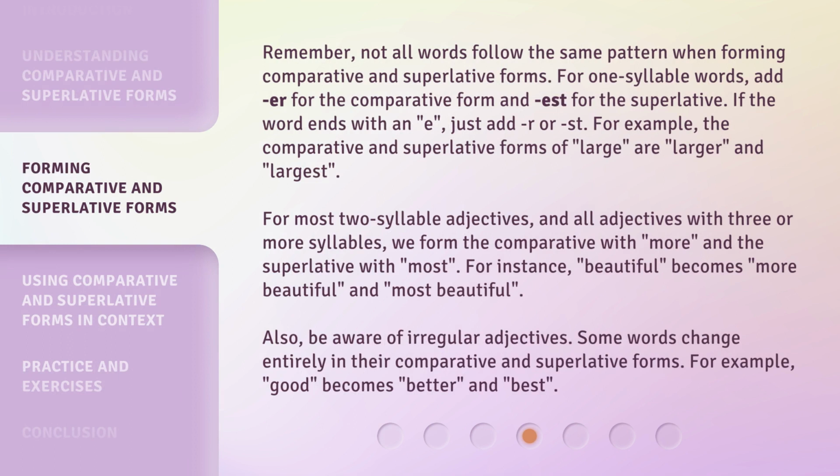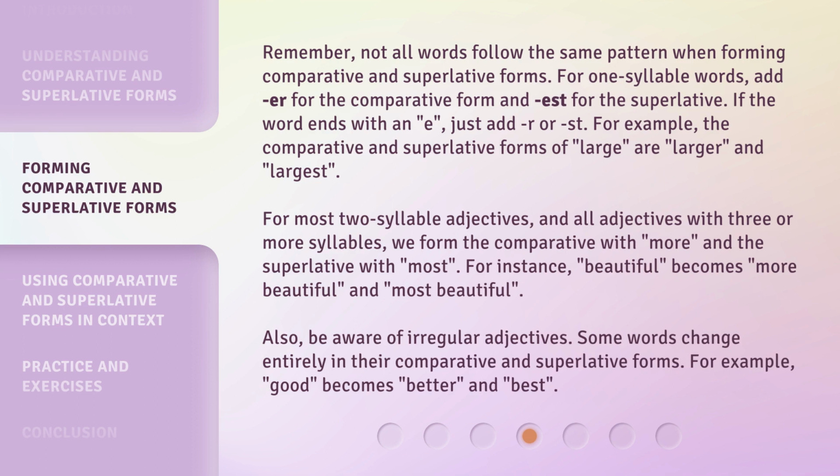Remember, not all words follow the same pattern when forming comparative and superlative forms. For one-syllable words, add er for the comparative form and est for the superlative. If the word ends with an e, just add r or st. For example, the comparative and superlative forms of large are larger and largest.